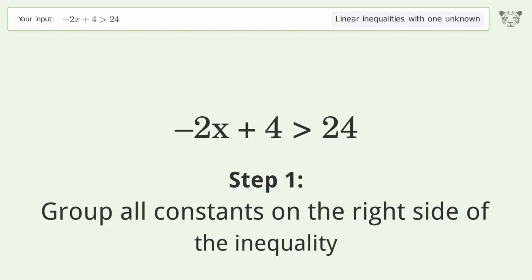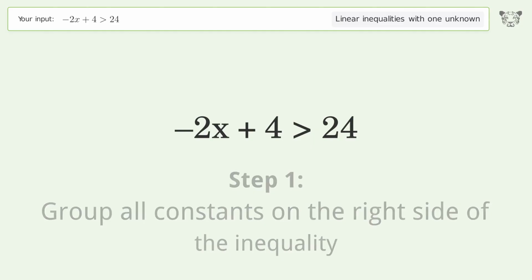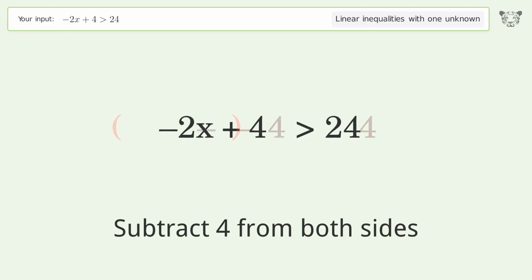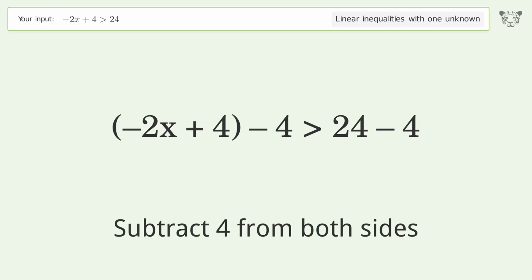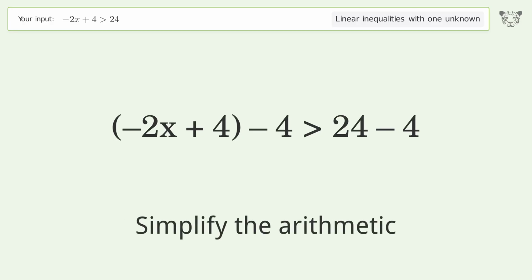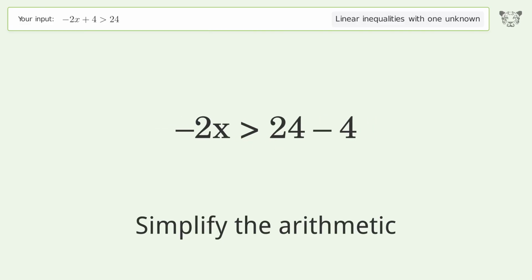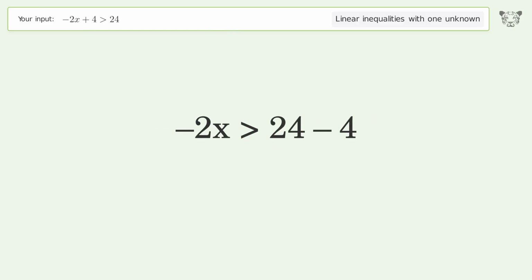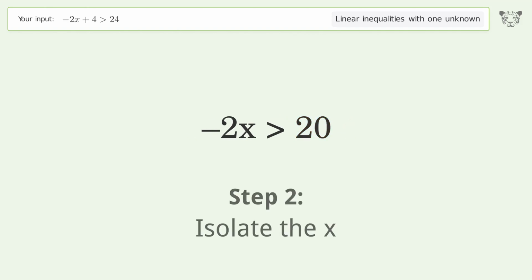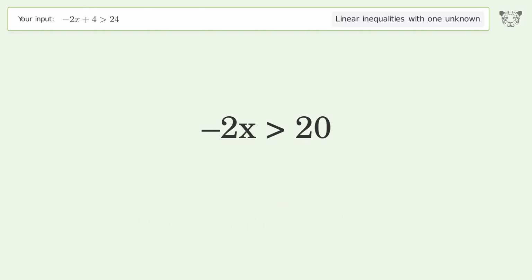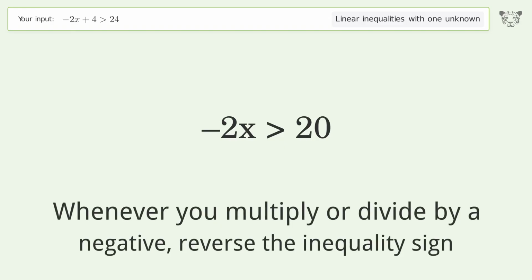Group all constants on the right side of the inequality. Subtract 4 from both sides. Simplify the arithmetic. Isolate the x. Divide both sides by -2. Whenever you multiply or divide by a negative, reverse the inequality sign.